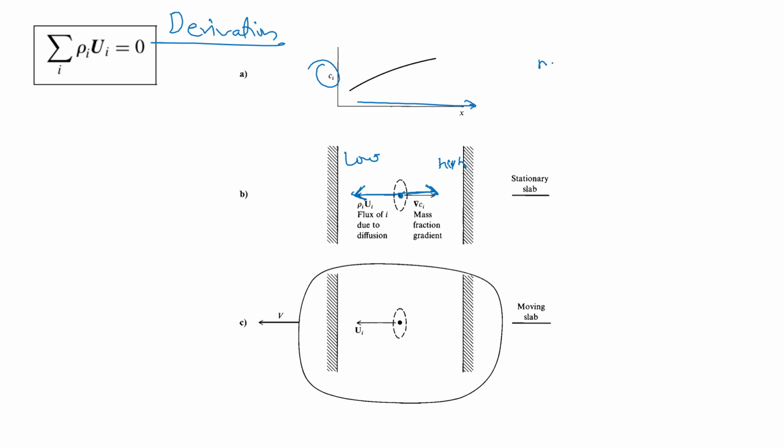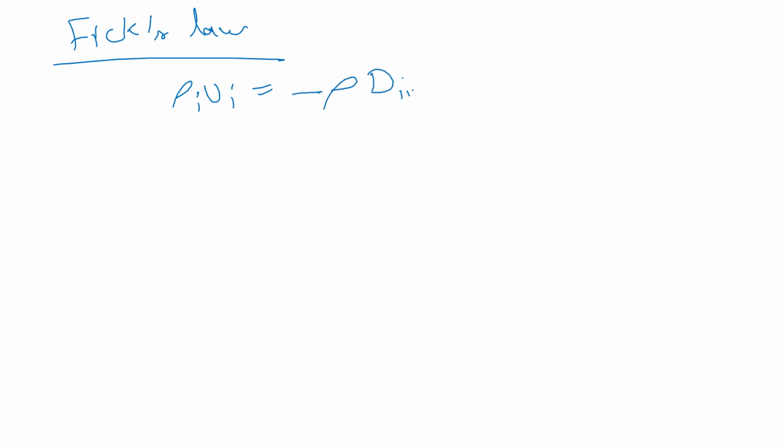And the mass flux of a species i is given by nothing but rho i ui. And from Fick's law, this rho i ui will be equal to nothing but rho Dim del Ci, where rho is the overall gas mixture density and Dim is the diffusion coefficient of species i in the mixture. This is equation 1.